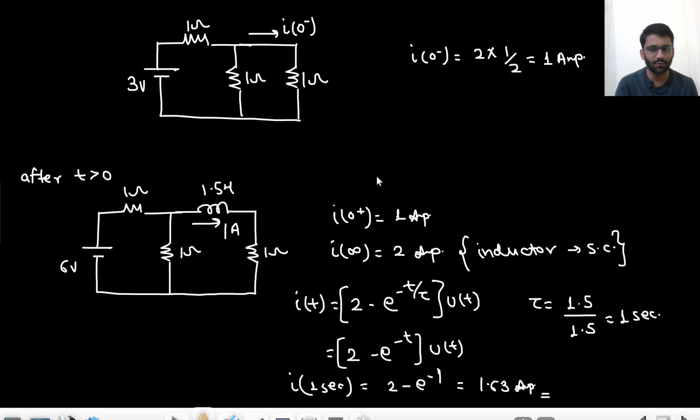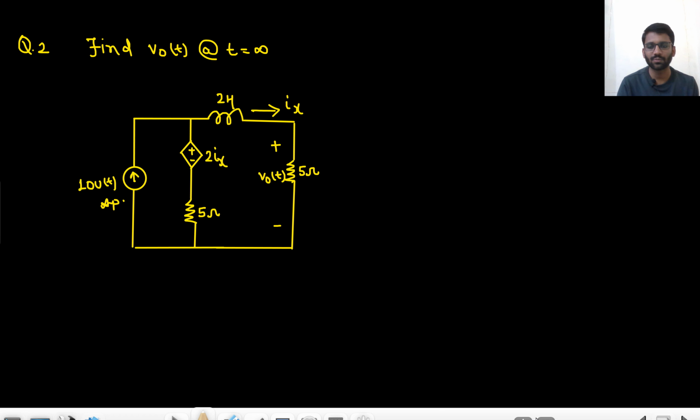So you can simply write the equation for time constant. You find L by R is 1 second. So you just wrote down the equation and then you needed to find the current at 1 second. So it would be 1.63 ampere. Okay, well and good. Let's move on to the next question.